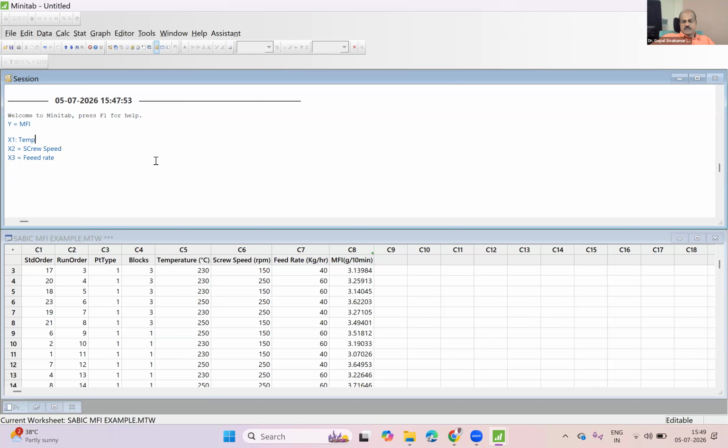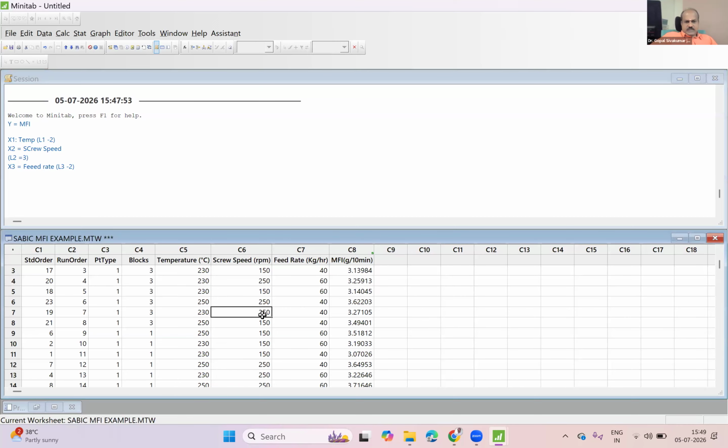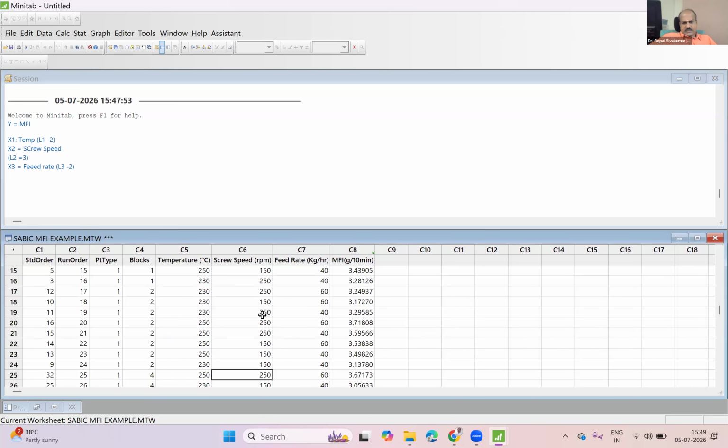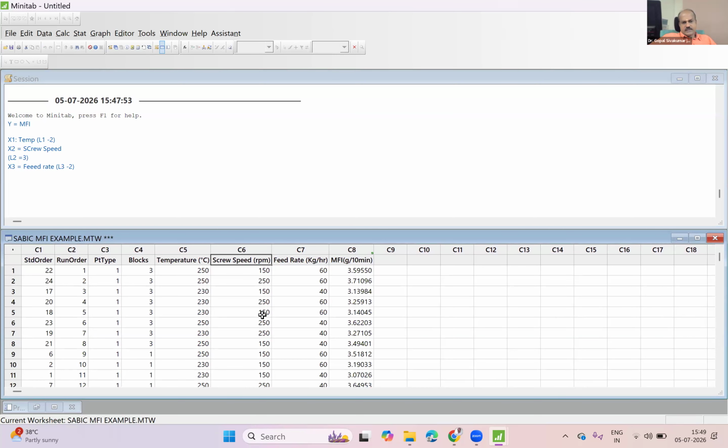And now temperature, how many levels? 2. And then the screw speed, same 2, 150 and 250. Then the feed rate is also 2, 150 and 250. Okay. Just let us do a check, I think you are correct. So it's 40, 60 fully. You're also correct. Temperature 250 to 230.